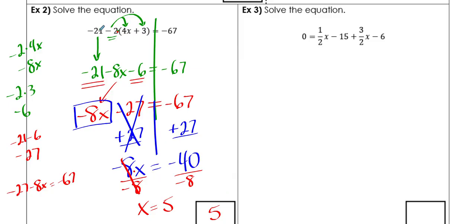Again, if you'd like, you can check your answer. You type this whole thing into Desmos, then say, I think x equals 5, and see if you get negative 67 as your answer.